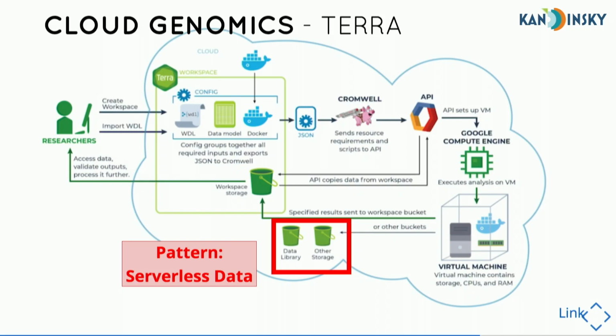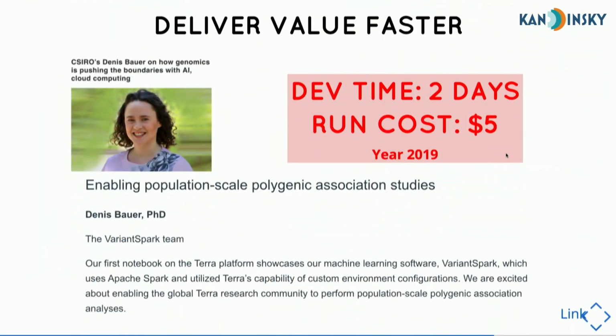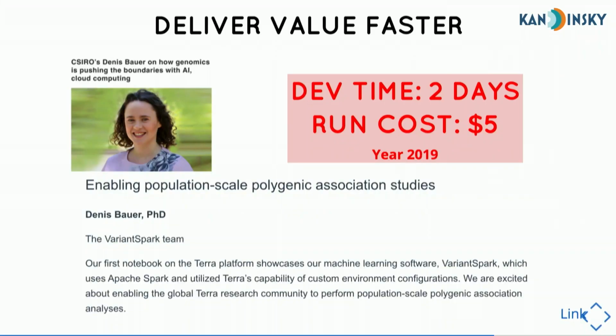Can we get Variant Spark to work on the Google Cloud in the Broad platform? And the answer is yes. And I think one of the reasons, so this is a notebook running, and the key aspect of this is the dev time was 2 days, is because the CSIRO team had learned effective visualization of architectures. And so they were able to understand and implement, even though it was a different cloud and a different platform, how to get the notebook up and running. It even surprised me, to be honest with you, that they did it in 2 days.